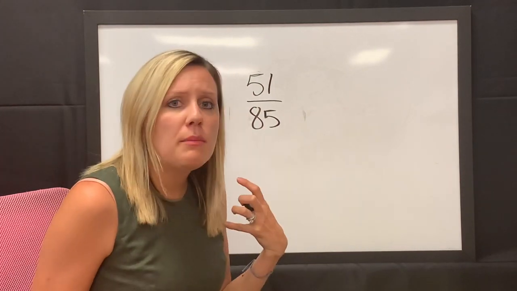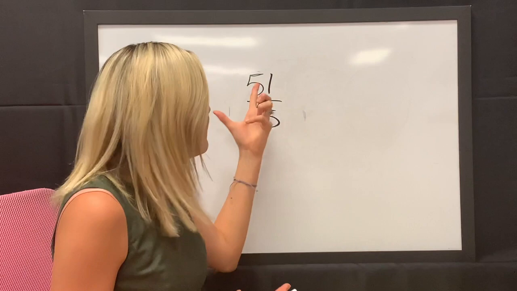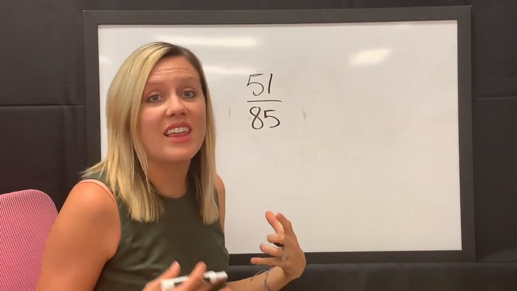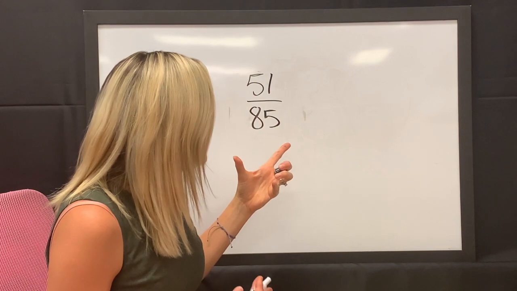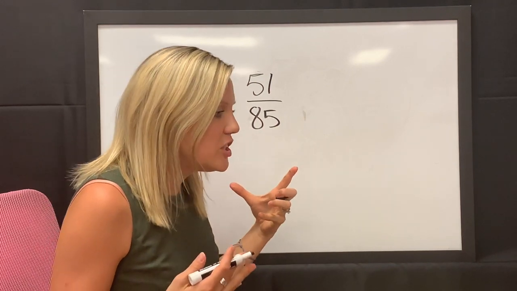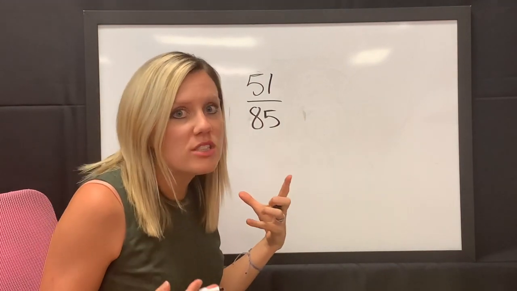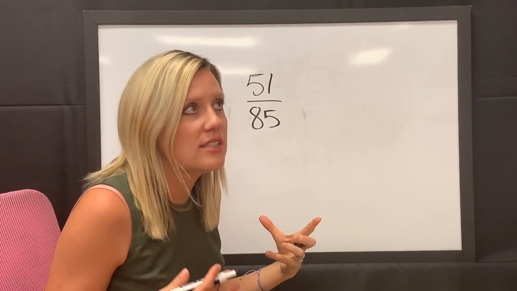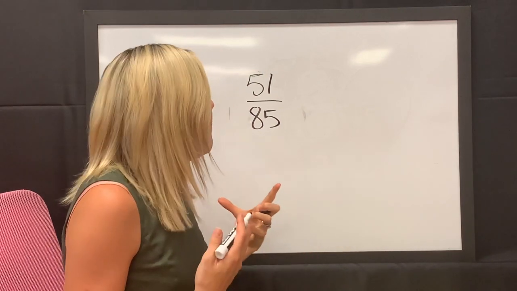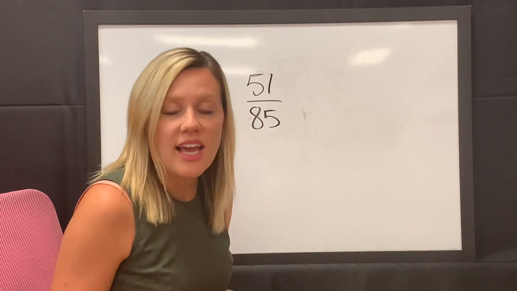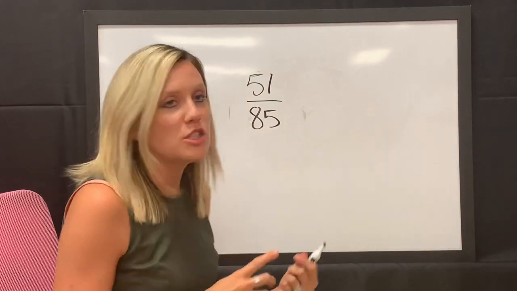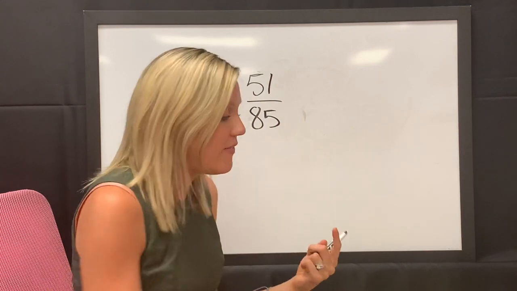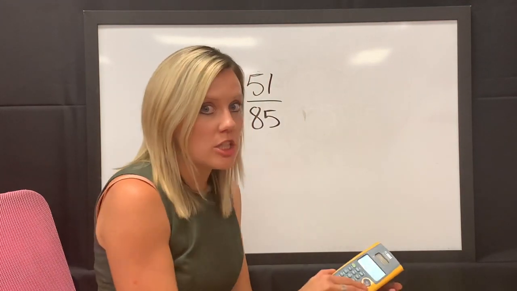So the next prime number I think of is 5. 5 doesn't go into 51. Then I think of 7. No. And then I try thinking of maybe 13. 13's another prime number. And then I land on 17. And I think 17 is the one that goes into both of these just because I'm pretty fluent in my math facts. But I can use a calculator to double check.